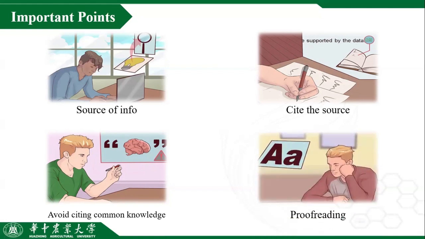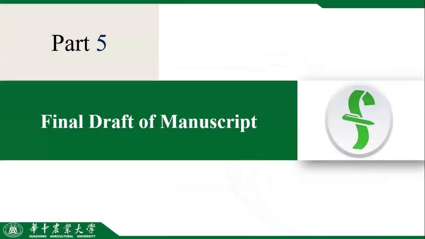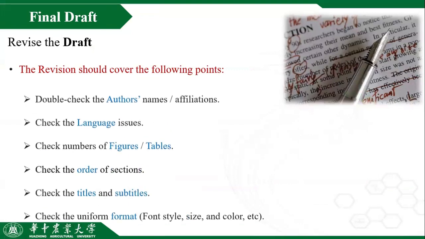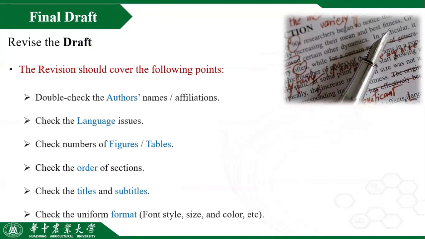Also, proofreading is important. After finalizing your writing, you have to proofread your paper. The next part is to finalize the draft of your manuscript. So first, for drafting, you have to revise what you wrote in the first draft. And please double check your name, especially the last name, which is important to get your credit.